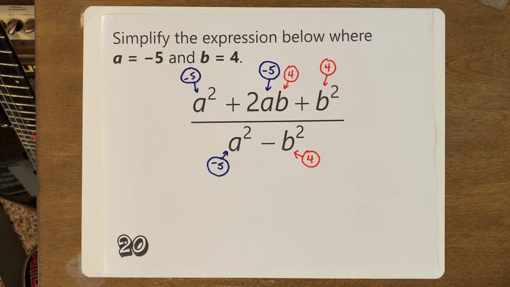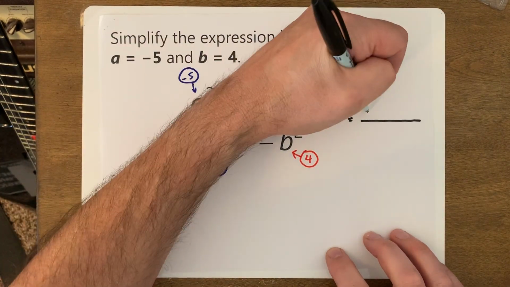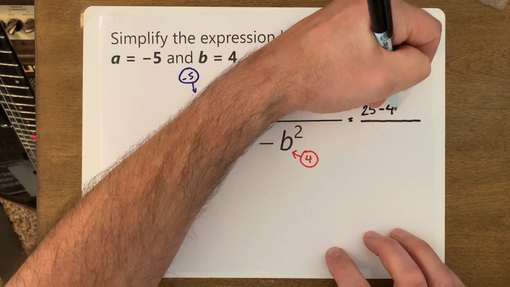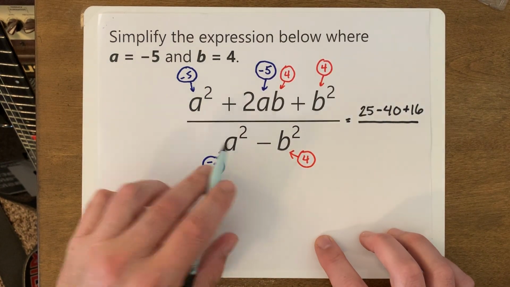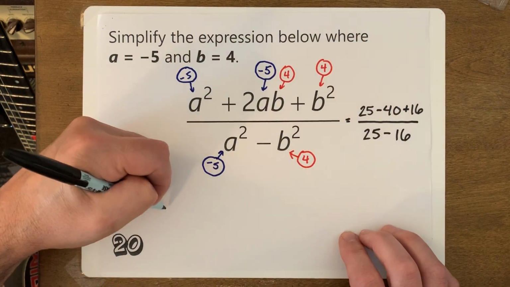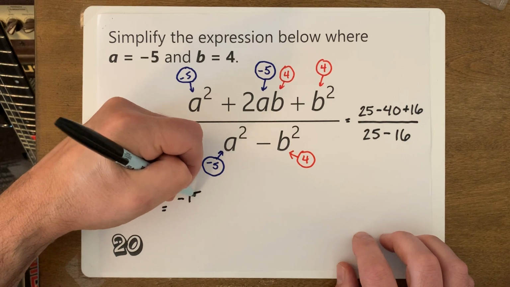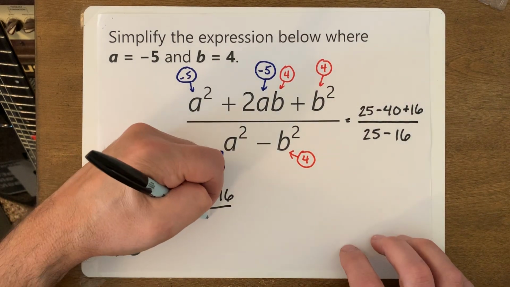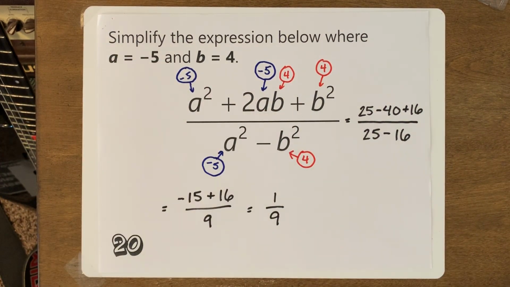Let's cap that marker. All right, over here on the side, -5 squared, +25. -5 times 4 is -20, times 2 would be -40, and 4 squared is 16. All over, -5 squared is +25, minus 4 squared is 16. All right, here we go. We got 25 take away 40 first. We have to do that. That's going to be a -15 plus 16 over, and then 25 take away 16 should be 9. -15 and 16 make just 1. And so our answer should just be 1/9.